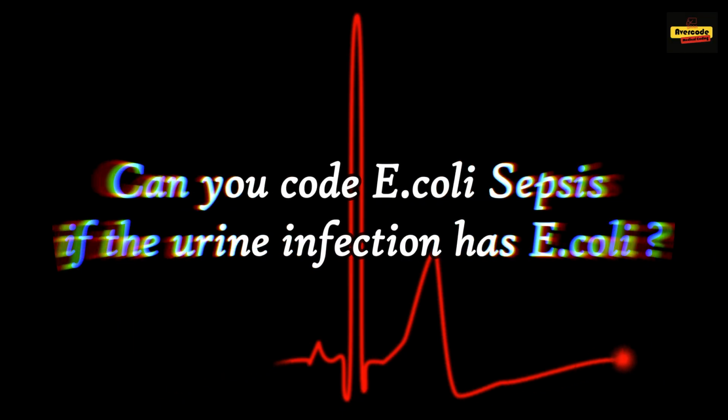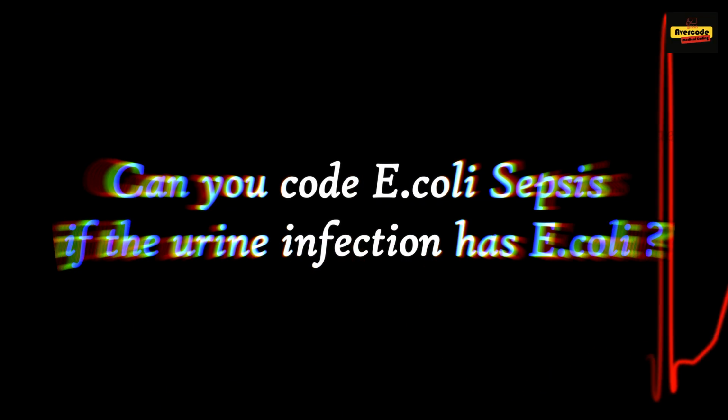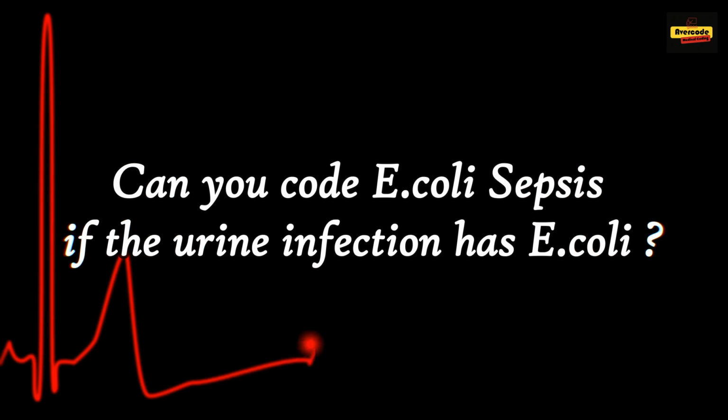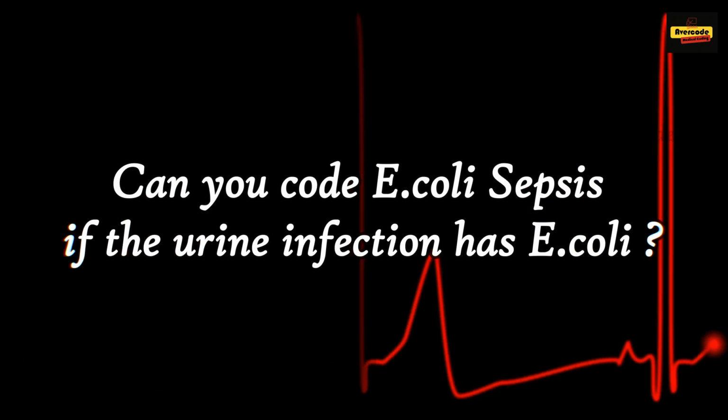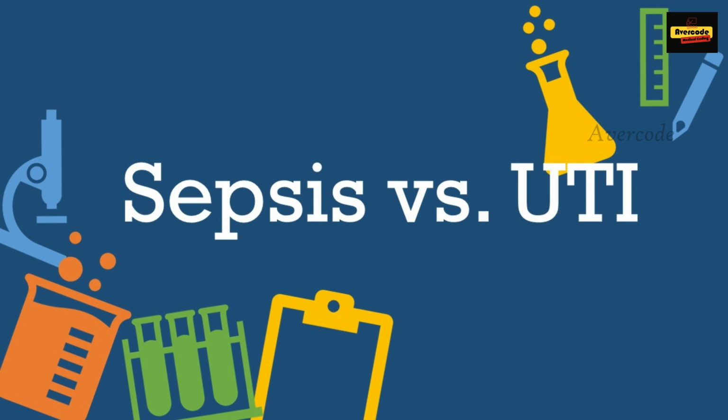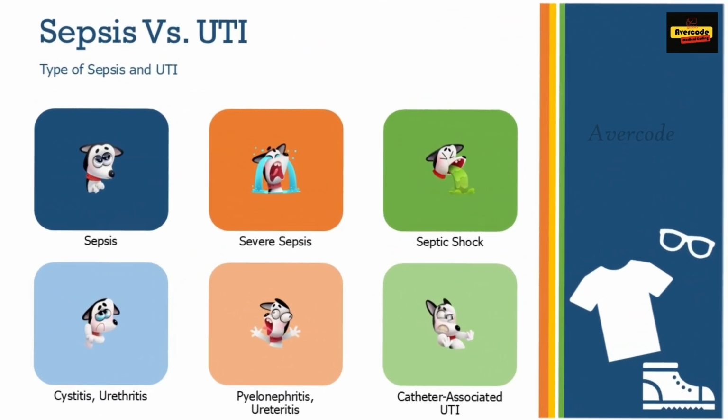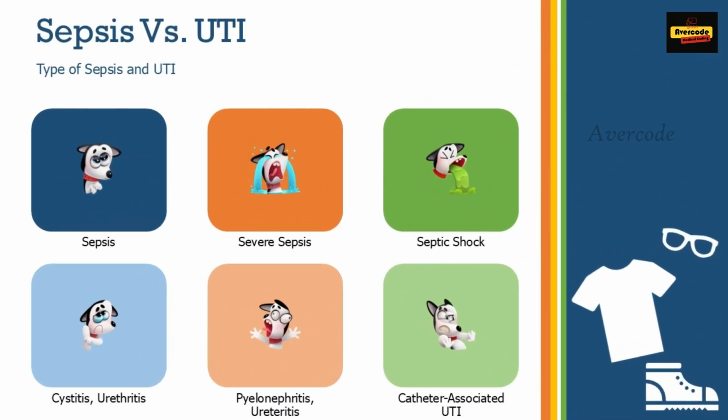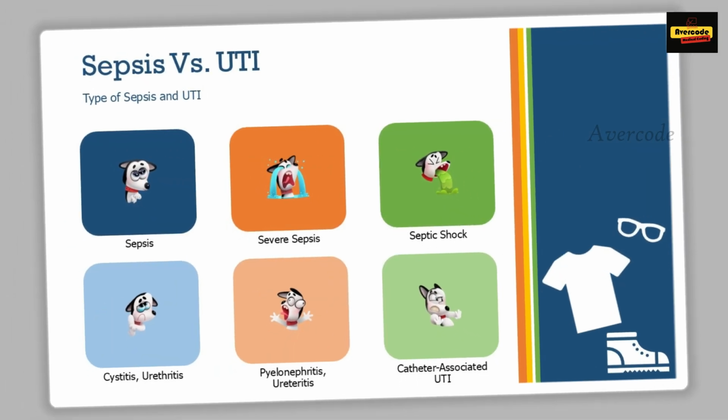In today's topic, we'll explore whether we can code E. coli sepsis when E. coli is identified in a urinary tract infection. Sepsis and urinary tract infections, UTIs, are two distinct medical conditions, but they can be interconnected, especially if a UTI progresses to a severe infection. Here's a breakdown of the differences and connections between them.